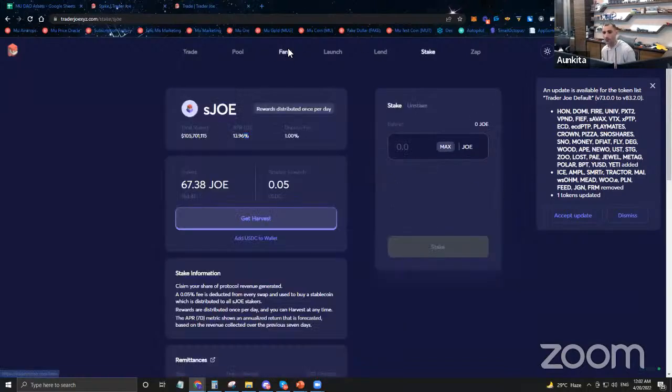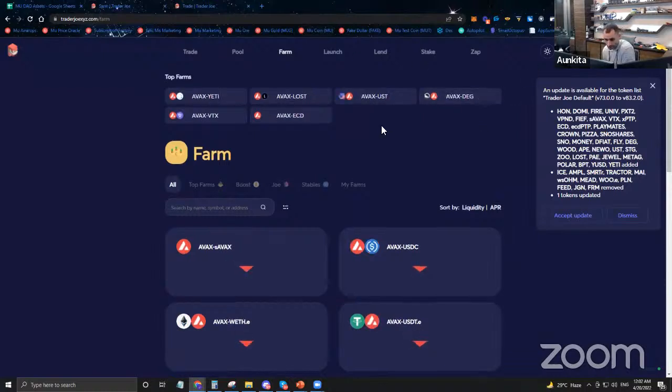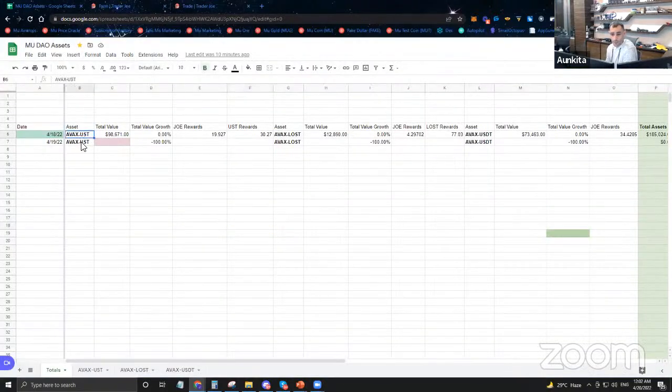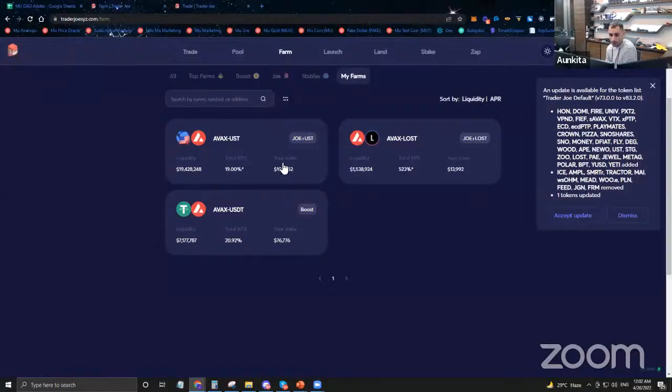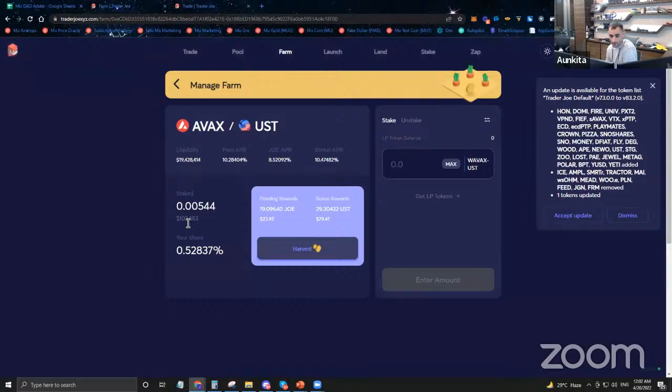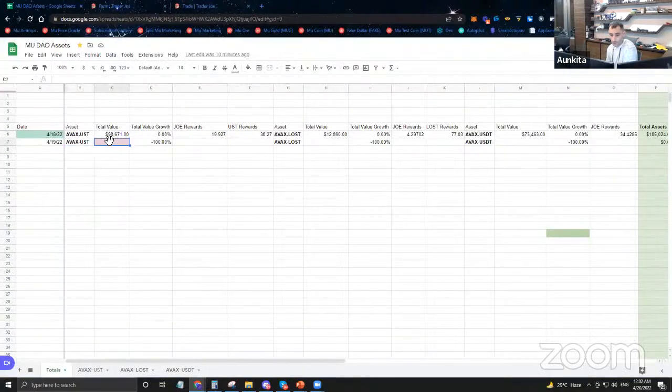So now we're going to go in and actually farm our assets. So the first thing we're going to farm is this AVAX UST, which is Terra, which is a stable coin. We're going to go in and actually farm this pool. So go to this pool. We're going to see we have 102,653. So we're going to come over here and put our new assets, 102,653.